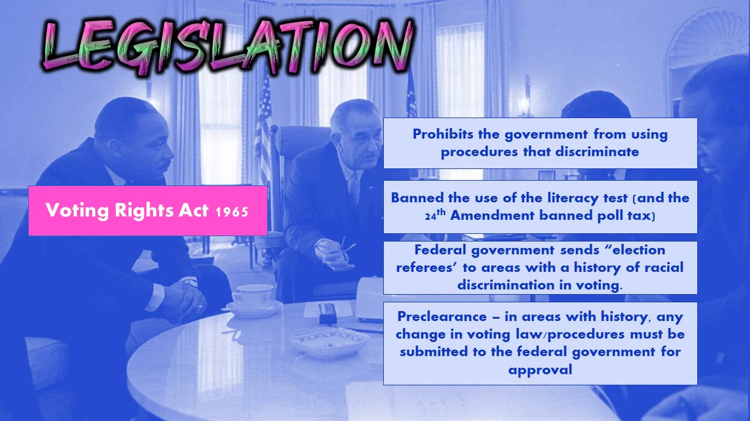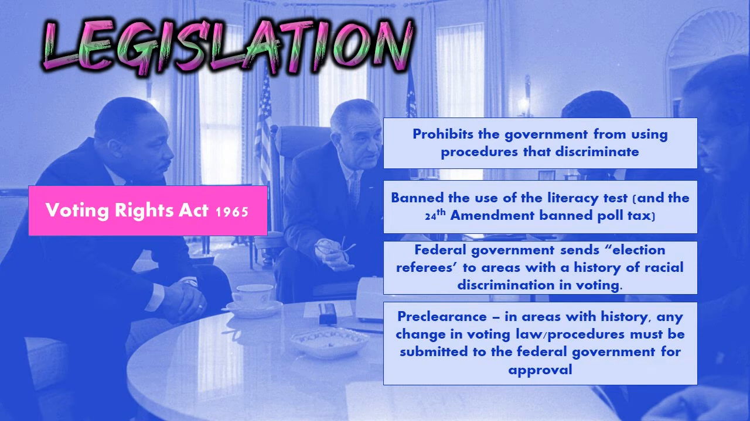They end the literacy test. They end the poll tax. They also gave the federal government the ability to send monitors to the states. Remember way back in Unit 1, the states handle elections. This allowed the national government to send basically referees into areas that had a history of racial discrimination in voting, and the federal government could monitor the states to make sure that they were doing things correctly. And then this last part is the most important part of the law.